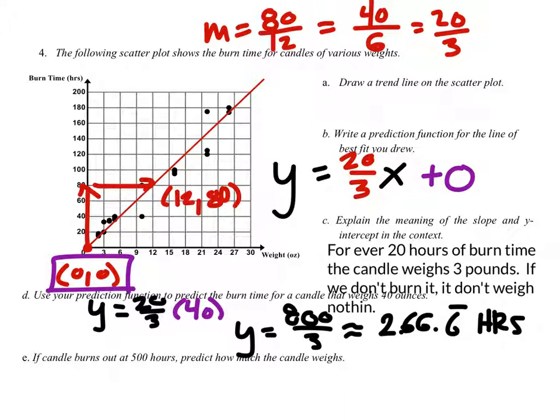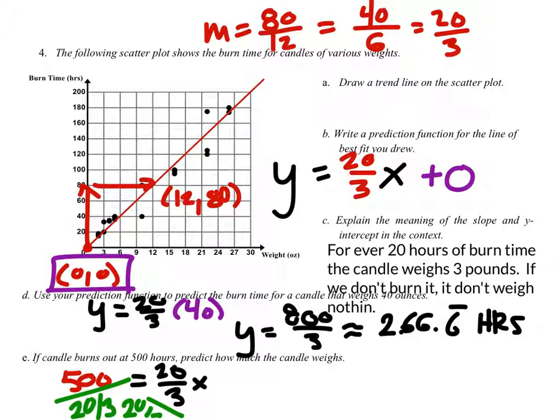Well, that's 500 hours. That's the burn time, which is y. So now I got 500 equals 20/3 x. So all I'm going to do is divide both sides by 20/3. So I'll divide here by 20/3. And 500 divided by 20/3. And what do we get?